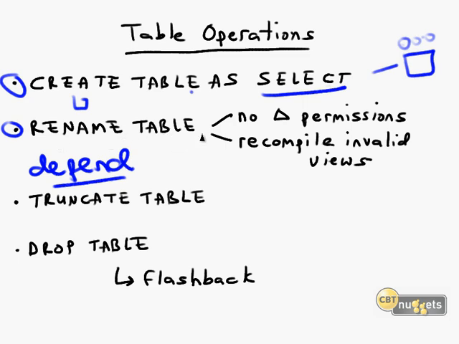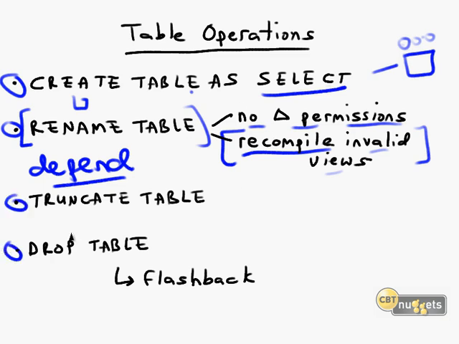When you use rename table to rename a table, it doesn't mess up permissions at all. You don't have to reassign permissions, but it's going to render invalid any views or PL/SQL stuff that have those names hard-coded. So you can fix that. You can recompile the invalid views, and Oracle will go out and resolve that name problem. But it's just something to be careful of. Best to get the name correct on the first try.